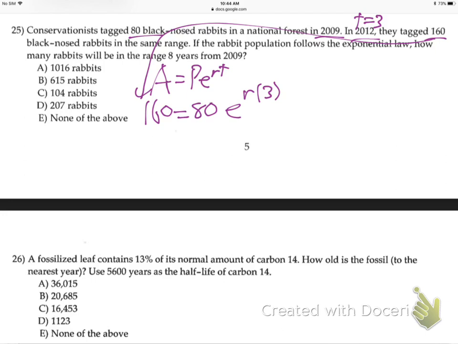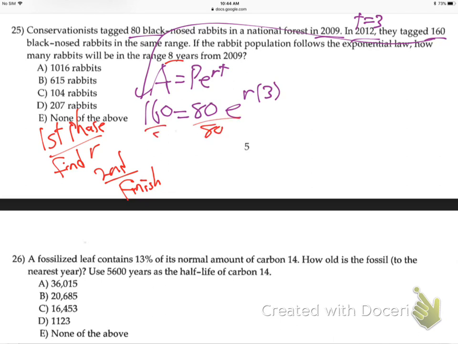Remember how these always work? There are two phases. First you have to find r, and then the second phase, you finish the problem. They're like two problems in one. So first, I just have to do a bunch of work. Don't worry right now about the 8 years. We'll get to that after I find r. First solve for r. So that means divide by 80. So that's 2 equals e to the r times 3.